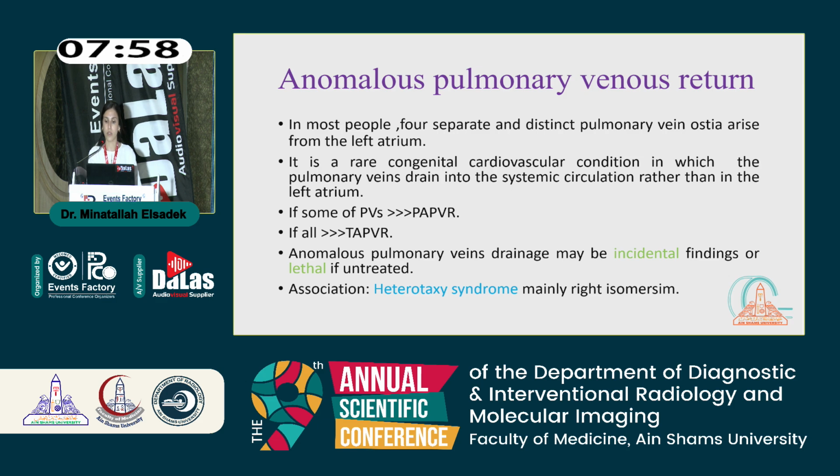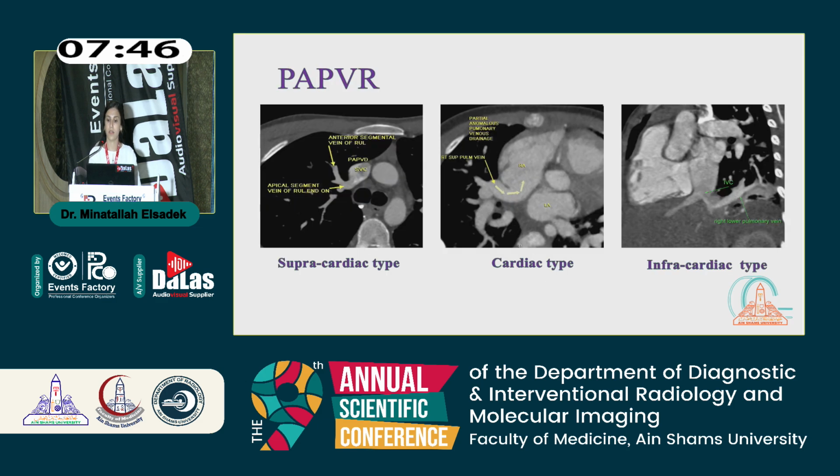It's a rare congenital cardiovascular condition in which the pulmonary veins drain into the systemic circulation rather than the left atrium. If some of the pulmonary veins, then this is partial, and if all, then this is total anomalous pulmonary venous return. We have three types of partial anomalous pulmonary venous return.